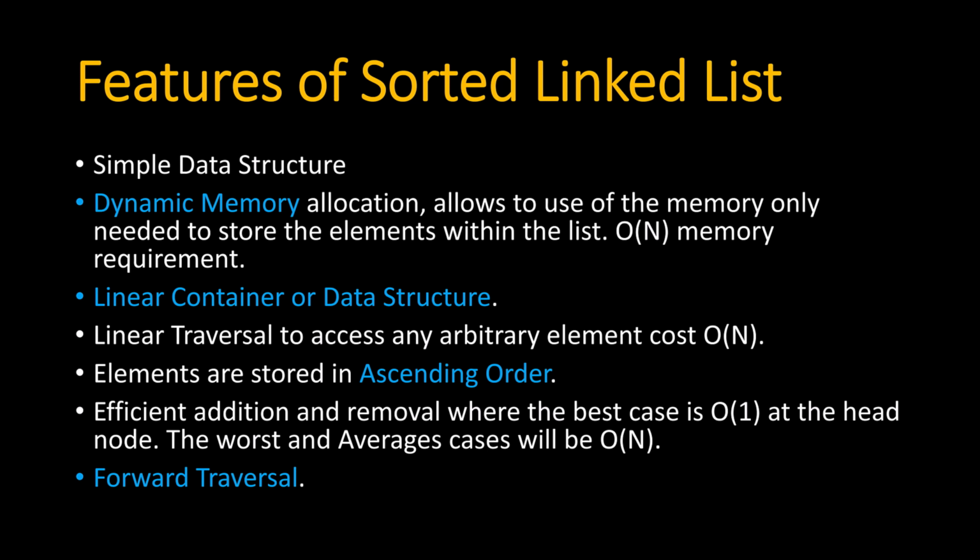It is a linear container or data structure. Linear traversal to access any arbitrary element, and cost is O(n). Cost is also O(1) if the element exists at the front of the linked list. Elements are stored in ascending order. Efficient addition and removal, where the best case is O(1), that happens at the head node or the front of the linked list. The worst and average cases will be O(n).